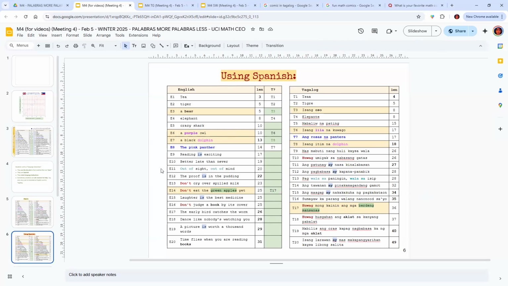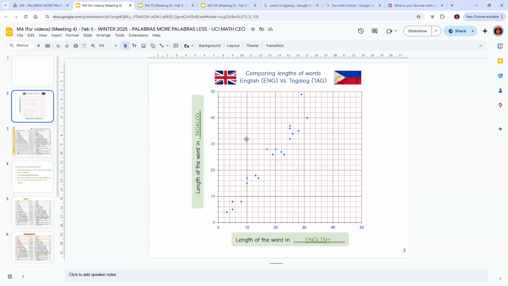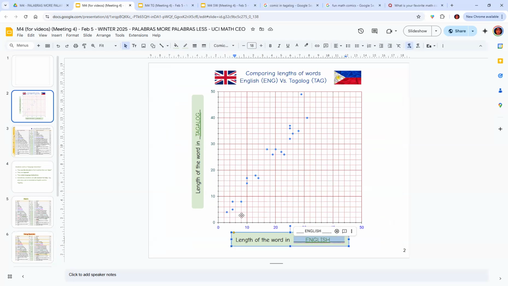But then they should think, what else can we do? Some students may think it's impossible, and some students may realize, okay, we have a graph on the previous page, and that graph gives us some information. So what can we say? The first point, for example, is 3, 4. It means that the length of the word in one language is the same as in another language. They probably already deduced that it's English and Tagalog.